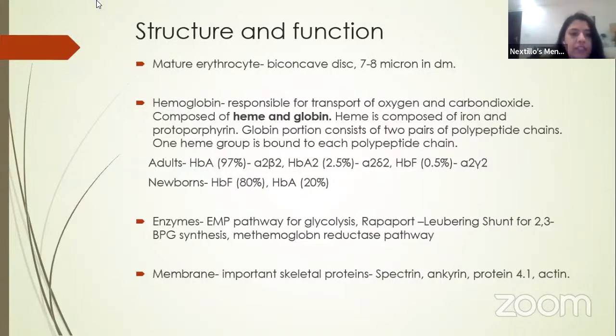And you need to know a little bit about enzymes as well, like there are some enzymes in the EMP pathway, which are helpful in glycolysis. Then there is the Rapoport-Luebering shunt, which helps in 2,3-DPG synthesis. So any deficiency in any of these enzymes may again lead to a defect in the RBC function, and hence some kind of anemia. All right.